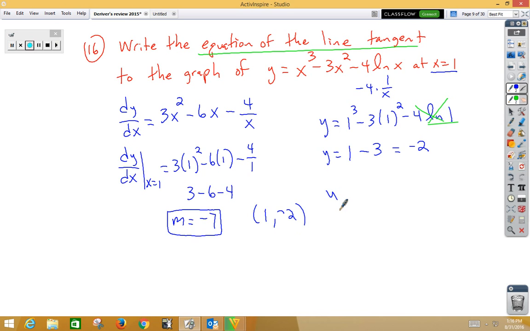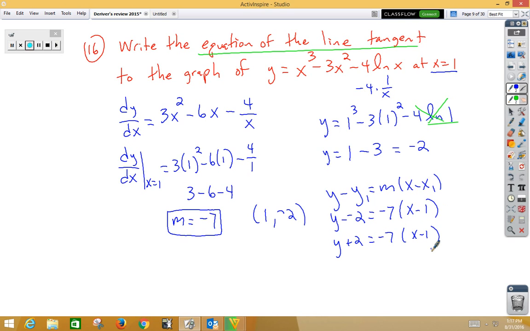We can now use point slope form. y minus y1 equals m times x minus x1. We can plug in our values, so we have y minus negative 2 is equal to negative 7 times x minus 1. Clearly the double negative can make a positive there. We could convert to other forms if we needed to.